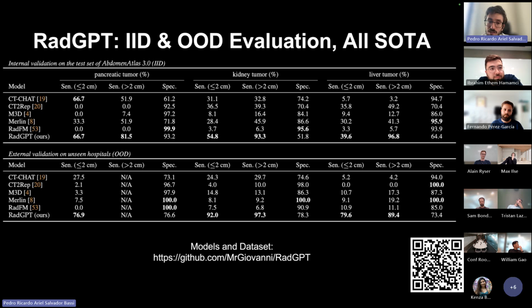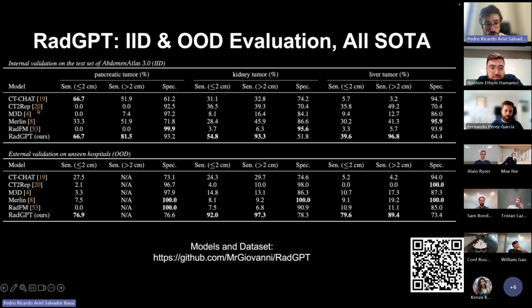And the reason, again, is because you can say it's cheating, because we are using the strong segmentation models and transforming the information from this tumor segmentation into reports. So basically, RadGPT inherits the high performance of these tumor segmentation models, and that's the reason why it can beat the state of the art. And the other models we have here are CTChat, CT2Rep, M3D, Merlin, and RadFM. And CTChat and CT2Rep, if you compare to the other models, excluding our segmentation-based model, perform really well on these two data sets.